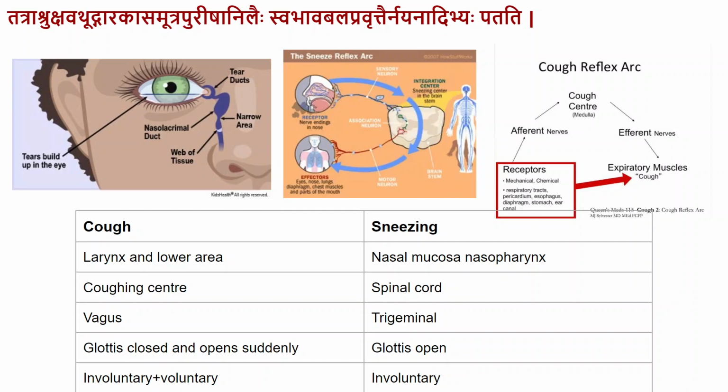Then the nerves which regulate coughing: mainly the passage of the impulses of the coughing downwards towards the muscles is through the vagus, whereas the trigeminal is the major nerve which regulates the sneezing reflex.